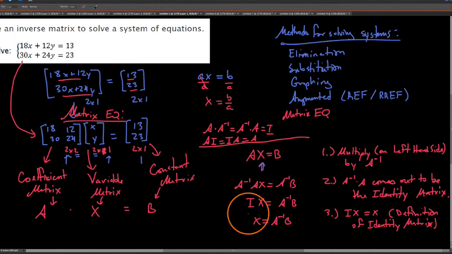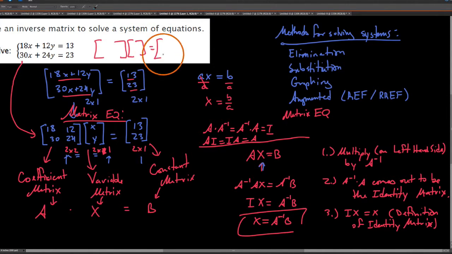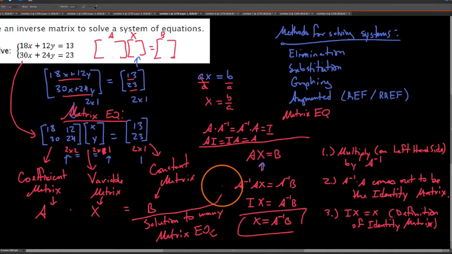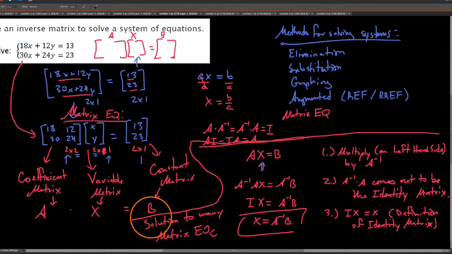And so what I would argue is this. With any square system, we can always write a coefficient matrix times a variable matrix equals a constant matrix. It's always of the form A times X equals B, and we're always looking for X. So we would say that this is the solution to many matrix equations, but especially when we're talking about a system, okay? So that solution is always going to be A inverse times B.